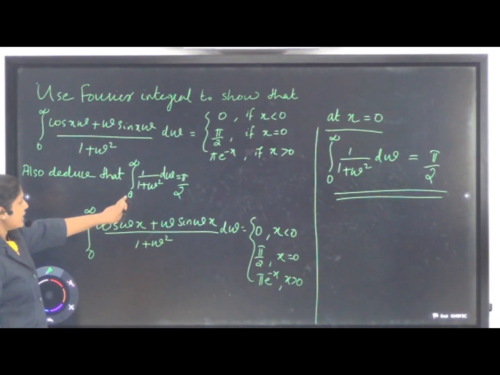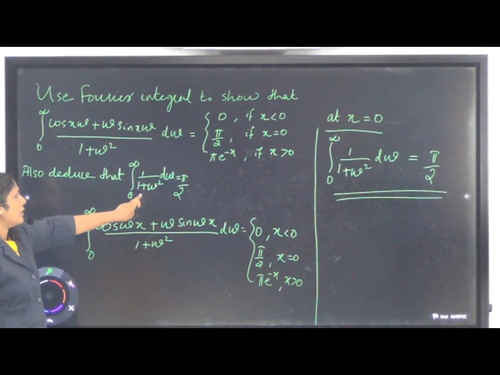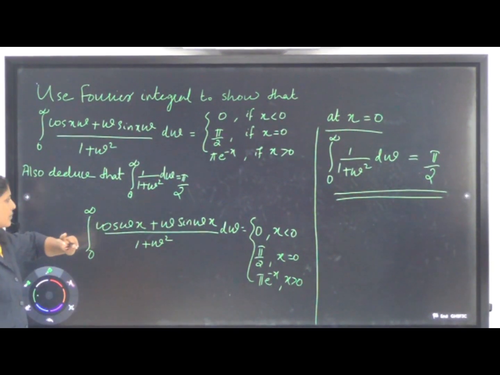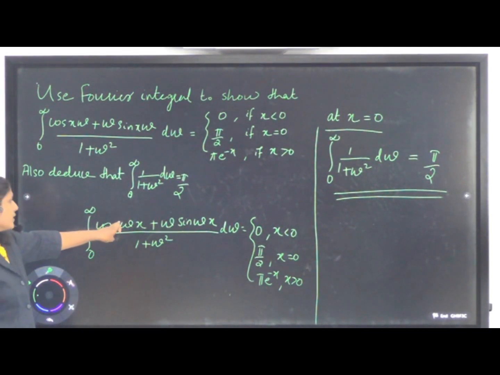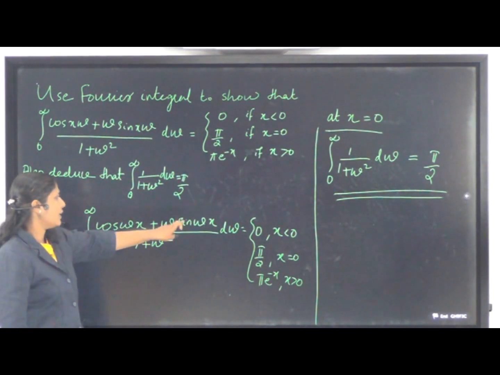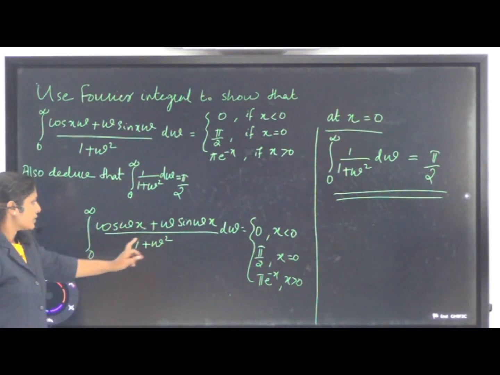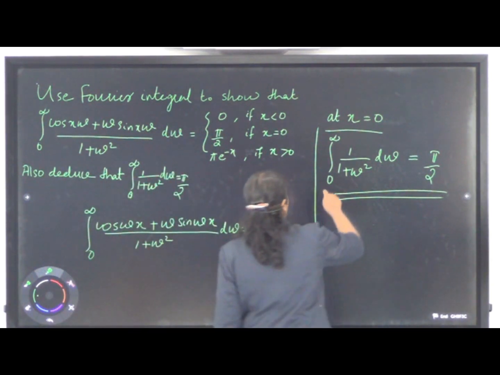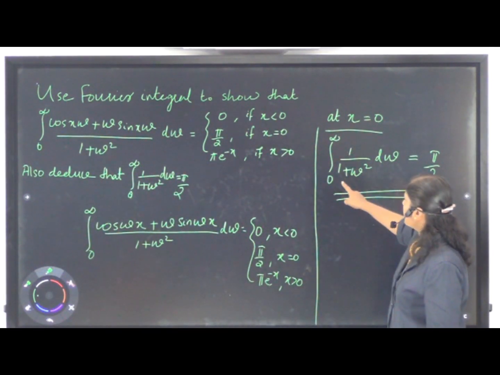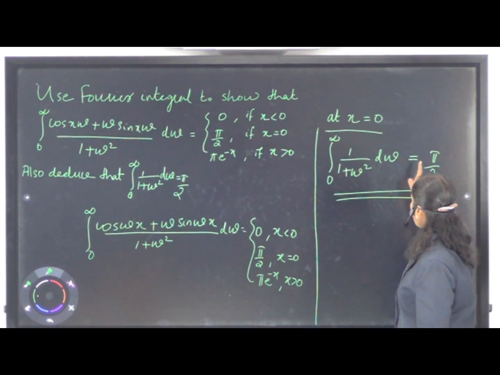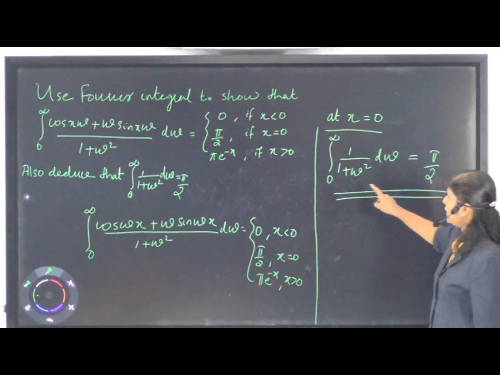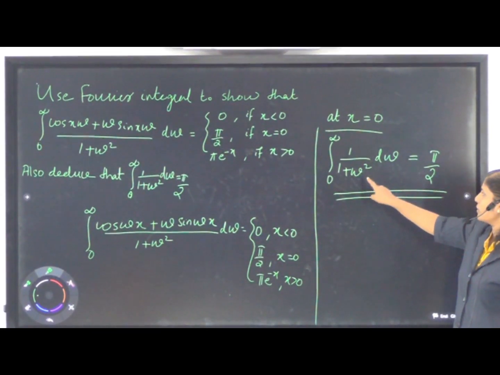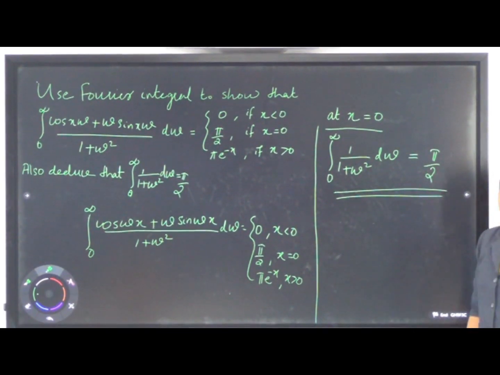To find the integral 0 to infinity 1 by 1 plus omega square d omega, put x equal to 0. We get integral 0 to infinity cos 0, that is 1, plus omega sin 0, which is 0. So this integral becomes integral 0 to infinity 1 by 1 plus omega square d omega, that is equal to pi by 2 at x equal to 0. So we get the integral 0 to infinity 1 by 1 plus omega square d omega equal to pi by 2.